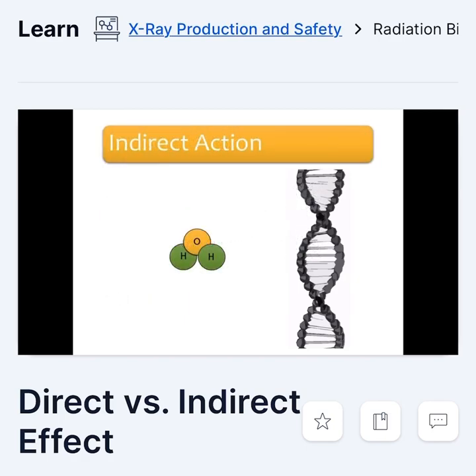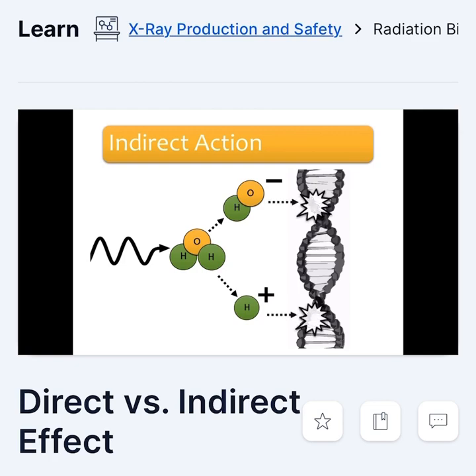In the case of the indirect action, the initial interaction is with water in the cell. Ionization of water is also called radiolysis because the molecule is broken apart into two ions or charged particles, a negatively charged hydroxyl ion and a positively charged hydrogen ion. These ions can transform into free radicals and often into hydrogen peroxide molecules, all of which can instigate damage in the DNA. The indirect action is more often the cause of DNA damage because the cell is nearly 80% water.